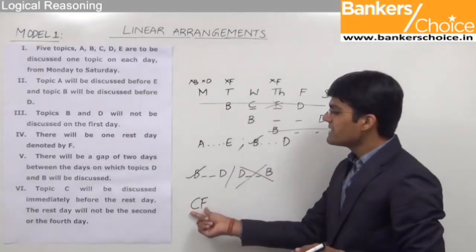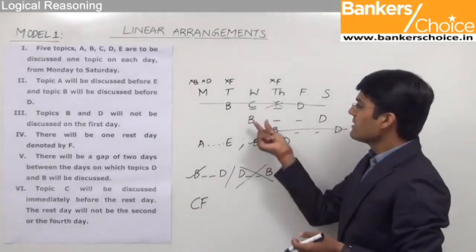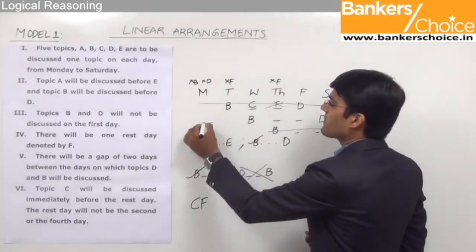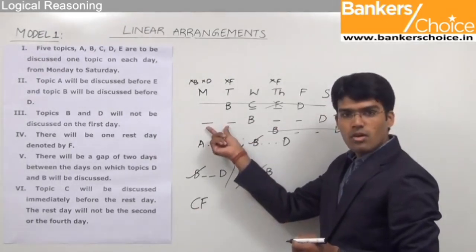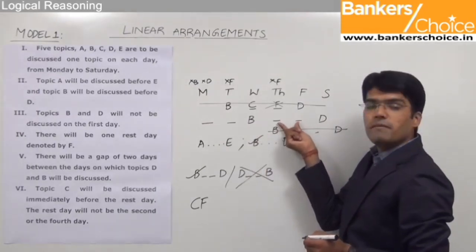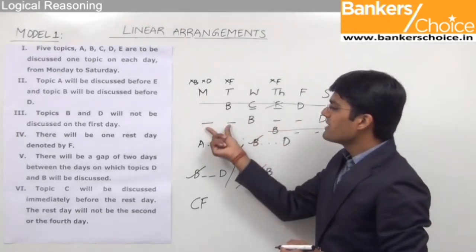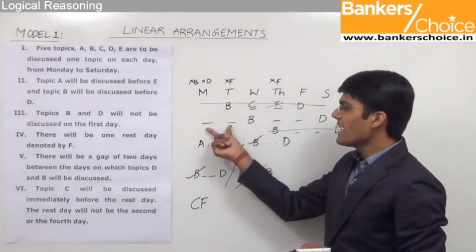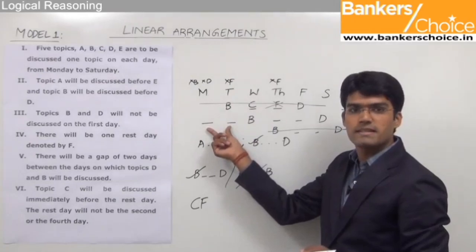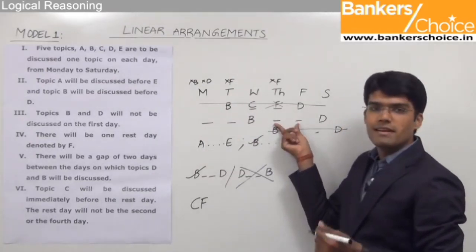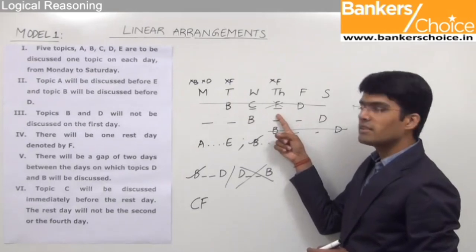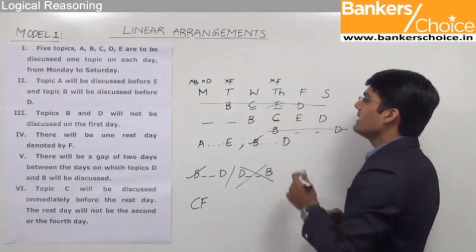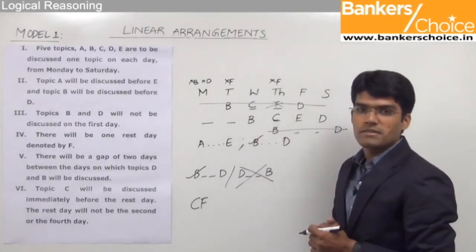So let us now try to fit C and F in the second case, that is B on Wednesday and D on Saturday. As we can see here, there are 2 possibilities for topics C and F. Either they can come on the first 2 days, or they can come in between B and D. But if we try to put C and F on the first 2 days, F will come on Tuesday, which is not allowed. So we know that C and F cannot be adjusted on the first 2 days. But if we try to put C and F in between B and D, we don't face any problem, as C can come on Thursday and F can come on Friday. So very clearly C and F have to occupy Thursday and Friday as their consecutive positions.